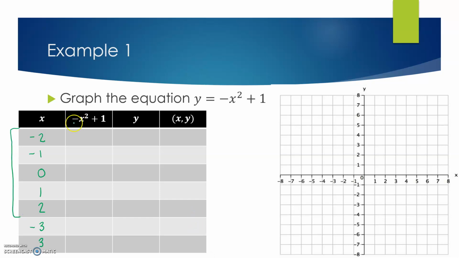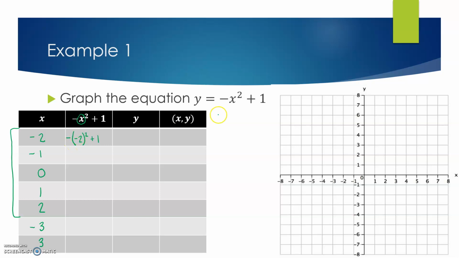So I'm going to be careful. This negative right here is outside of the x squared. So I'm going to write negative and then (-2) squared and then plus 1. So all I did was take out this x right here and replace it with -2. The negative stayed and the squared stayed and the plus 1 stayed. So be very, very careful when doing these.